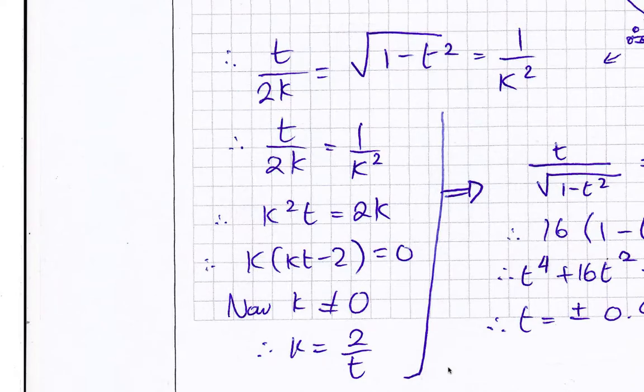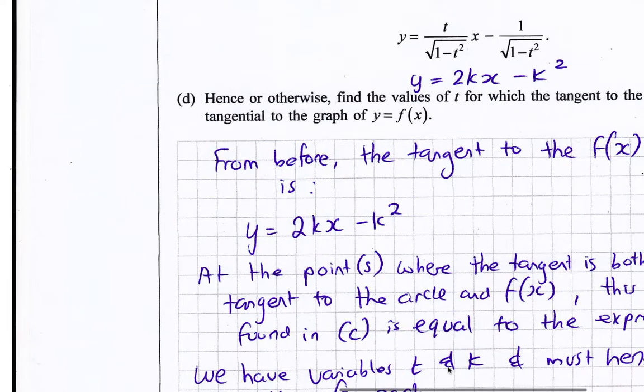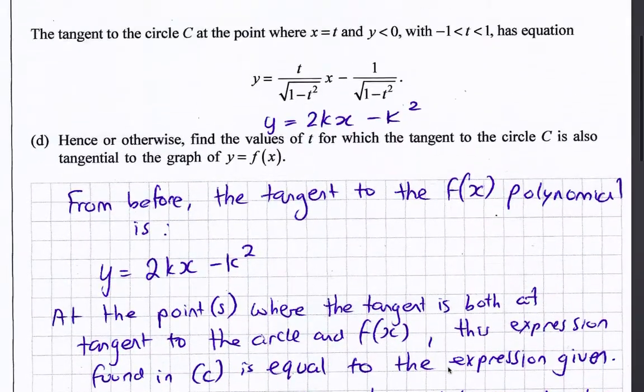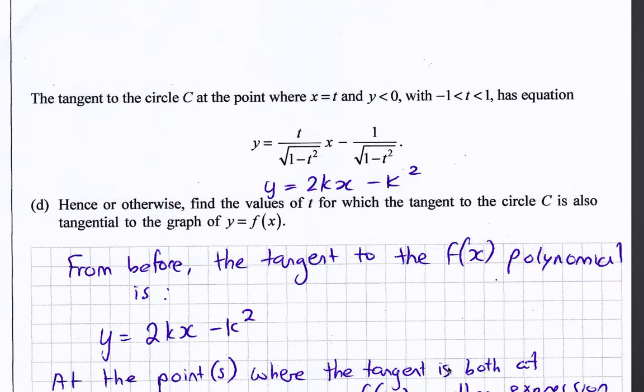So let me go over to the other side here, and let's have a look at the question. So I'll just center it up there. So tangent to the circle C at the point where x equals t, t is just some number, some parameter, anything, and y is less than 0, has an equation that we can see here.